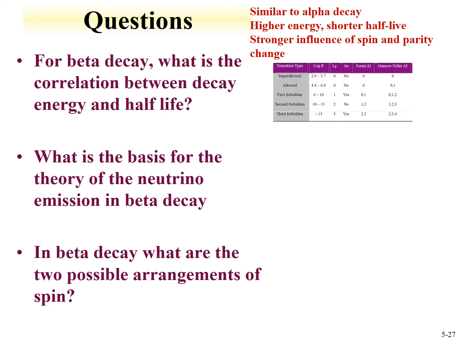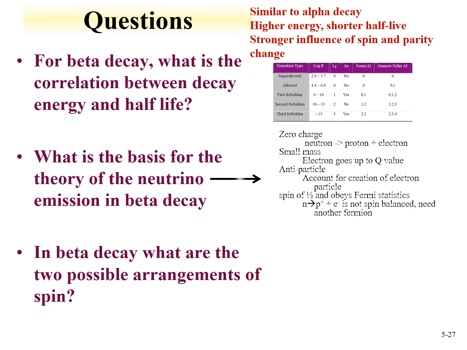What is the basis for the theory of the neutrino emission in beta decay? This was developed by Enrico Fermi. There are 4 properties of the neutrino that account for beta decay. One is that the neutrino should have no charge. For instance, if we have a neutron going to a proton and an electron, this is charge balanced. The particle that's produced, the neutrino, the little neutral particle, should have no charge. The particle should also have small mass.